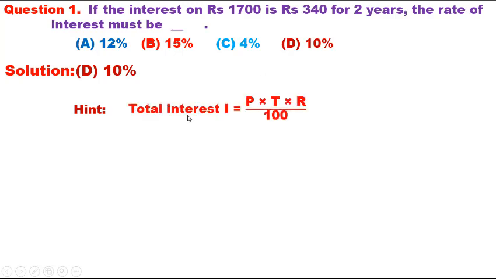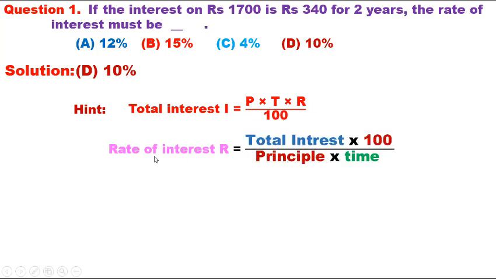Hint. Total interest I is equal to P into T into R divided by 100. Therefore, rate of interest is equal to total interest into 100 divided by principal into time. Therefore, R is equal to 340 into 100 divided by principal 1,700 into time. Time is 2 years. Therefore, rate of interest is equal to 10%.